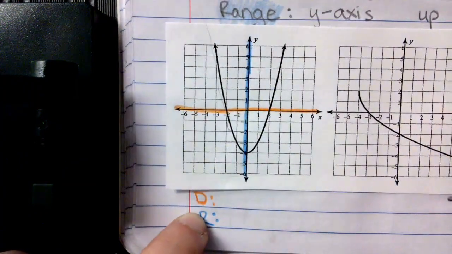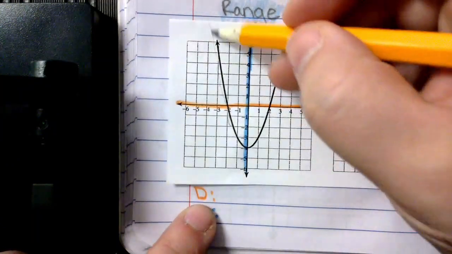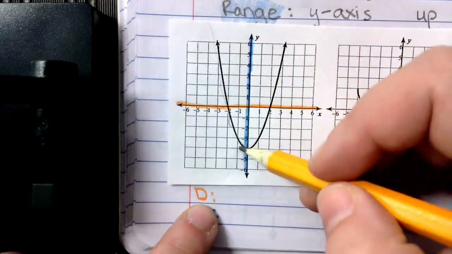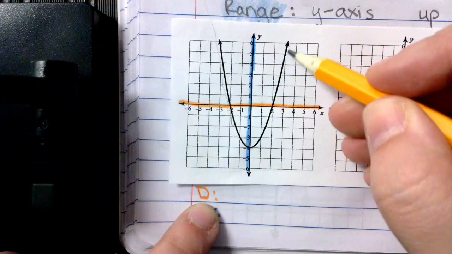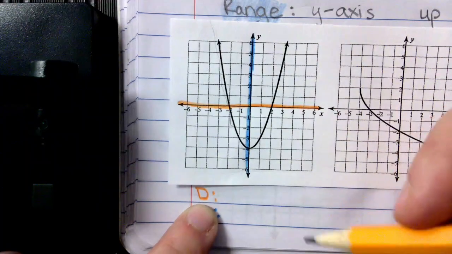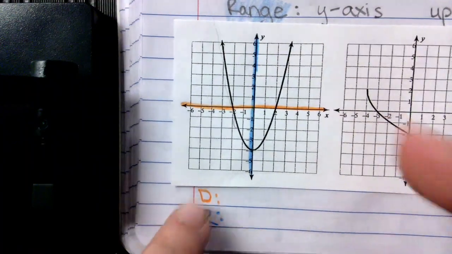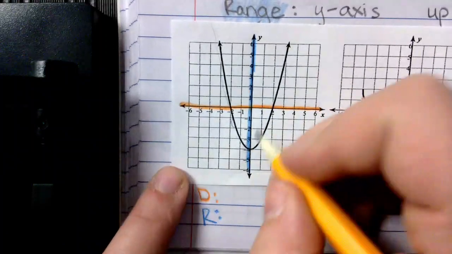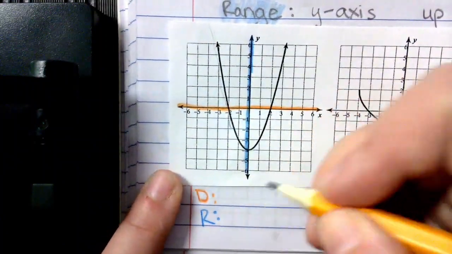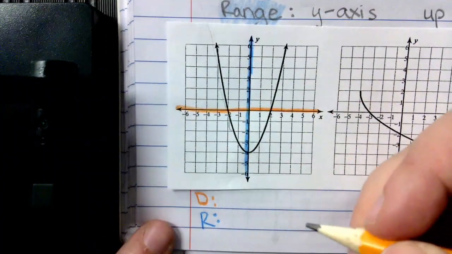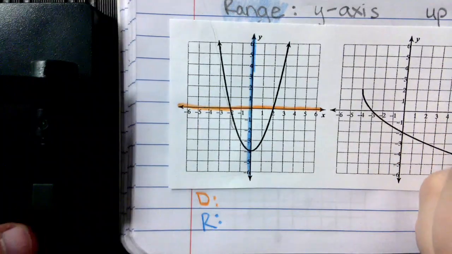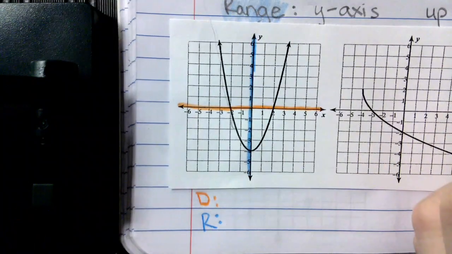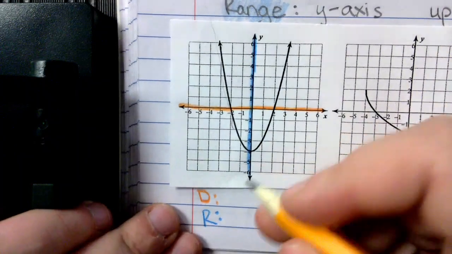All right, so it goes over all the x's because it keeps going to the left and it keeps going to the right. Now for a range, I'm going to think up and down. I'm looking at my y. So does this keep going up, up, up? Yes. And even in the other direction it keeps going up. Does this graph keep going down, down, down? No. Does it stop somewhere? Yeah, where does it stop at?